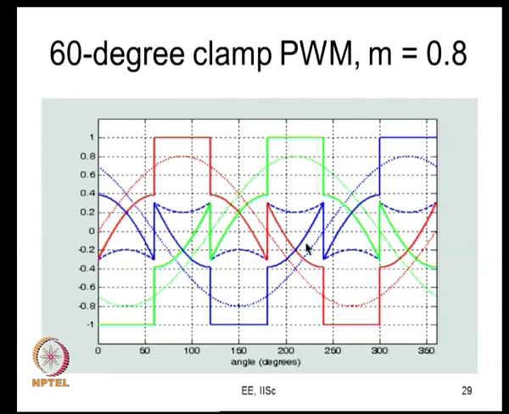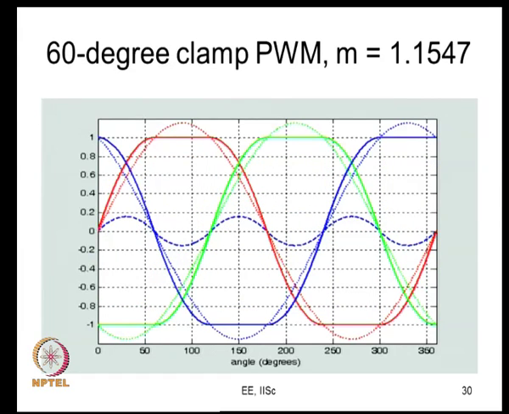So, if you use these duty ratios and substitute in that expression, it is possible for you to calculate your conduction loss. Again, this is the 60 degree clamp, which is illustrated for m equal to 1.1547, that is m equal to 2 by root 3, that is the modulating signal has a peak value 2 by root 3 times the peak of the carrier. In this case, the modified modulating signal just goes and touches 1 and stays at 1 and comes down.